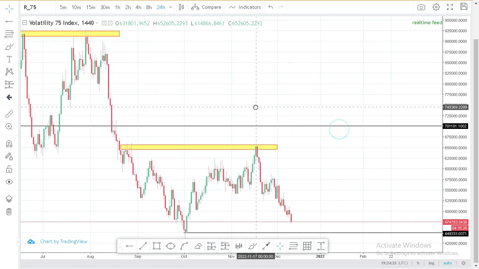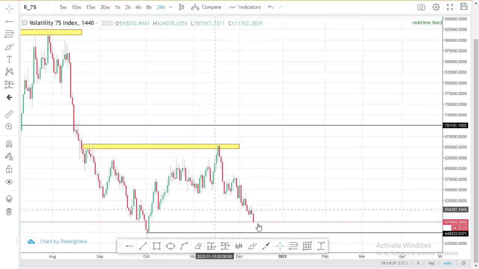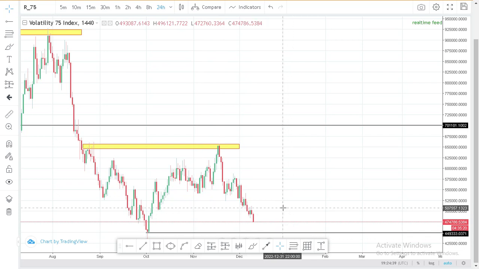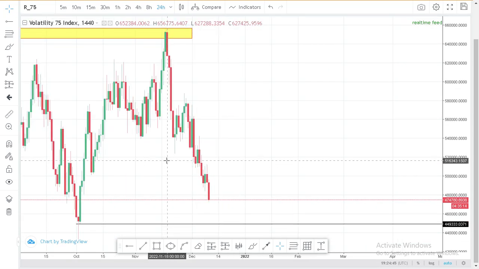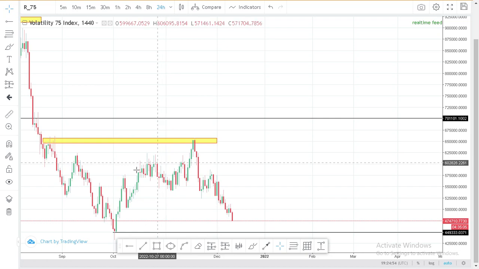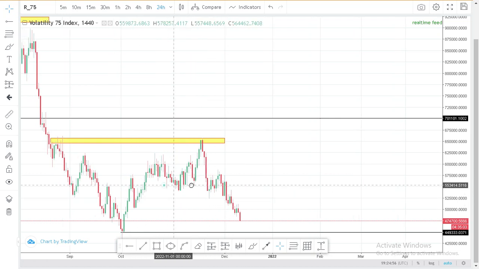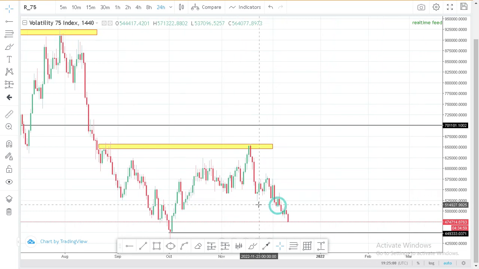So what to expect here? Here I'm expecting a breakout, price is gonna continue pushing down for some time. I think maybe until next year January, and from there it's gonna start pushing up. So let's move to smaller time frames.